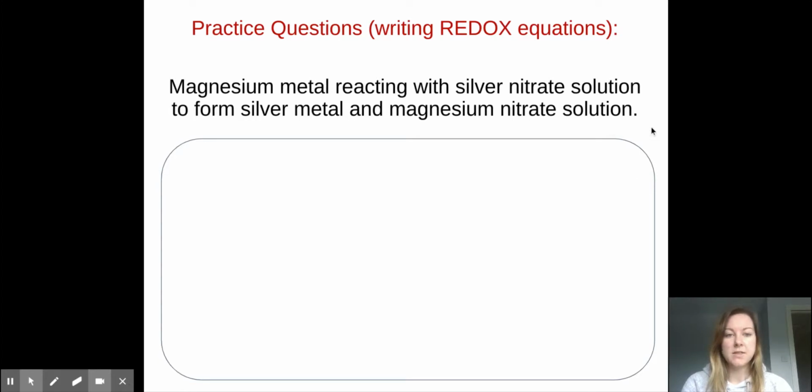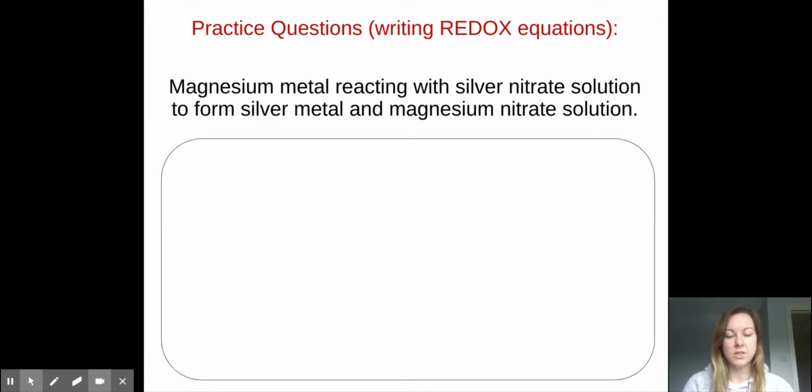Let's have a wee practice. So what I want you to do is write me the redox equation for magnesium metal reacting with silver nitrate solution to form silver metal and magnesium nitrate. So exactly the same situation, just two different metals, and the following steps will help. Number one, look up your two metals, magnesium and silver. See which one is above and below. Whichever is above is going to be oxidized.